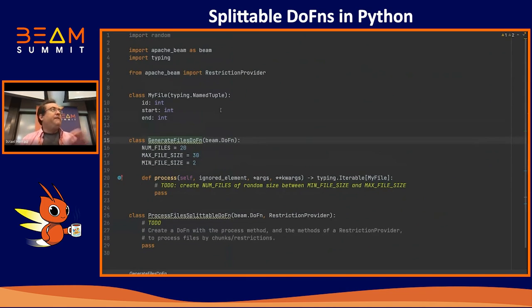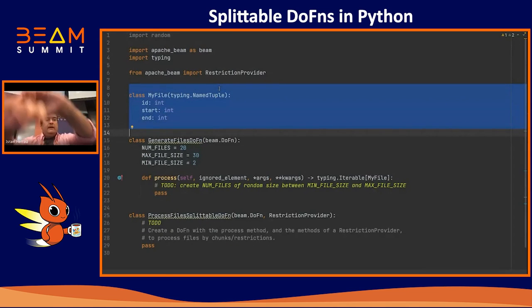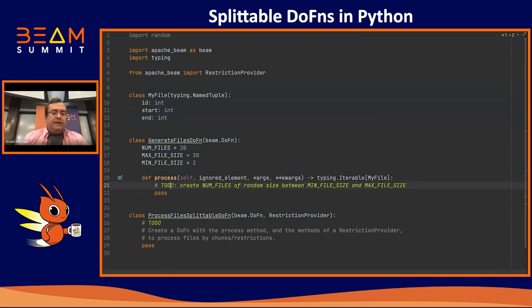So what is a file here? Well, a file is only this class, and a file has these properties: an ID, it could be a file name, whatever, but here it's going to be just a number, sorry. And a start and an end. The start is going to be zero, the initial offset of the file, and the final offset of the file, whatever size it has in bytes.